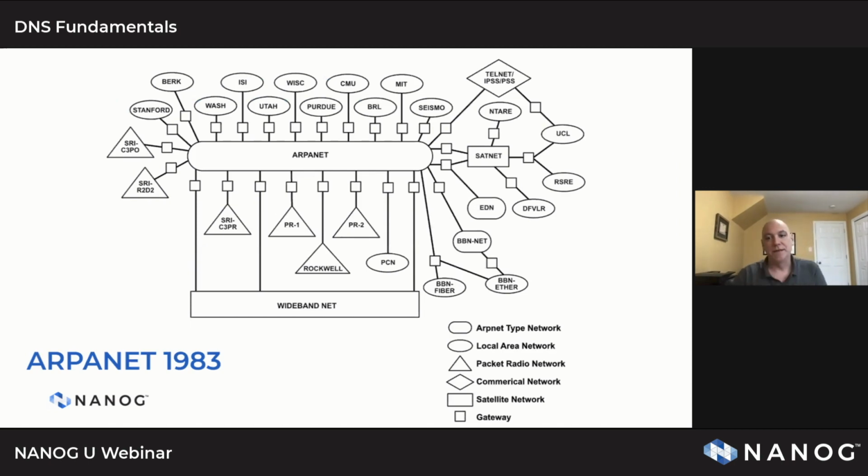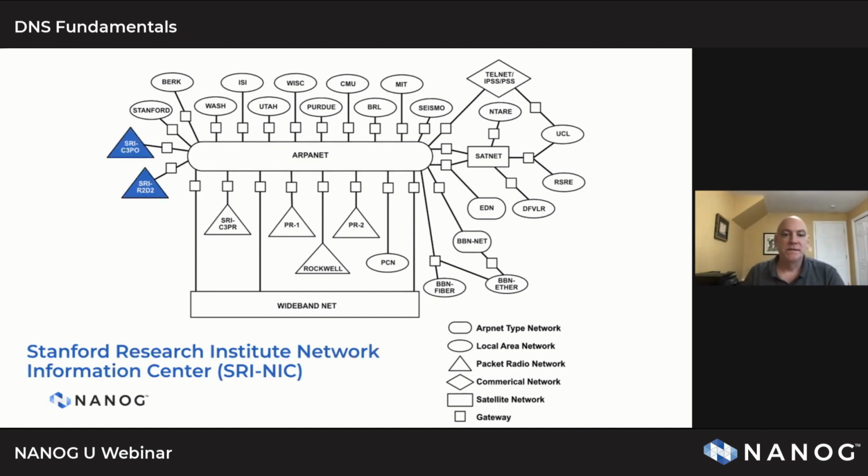Now, fast forward to 1983. This is when we transitioned over to the TCP/IP model. The network at this point is obviously much larger, with lots more educational organizations, and we're also starting to see some commercial organizations. This research institute over at Stanford was essentially the place where we started having a consolidated place of management of the names.